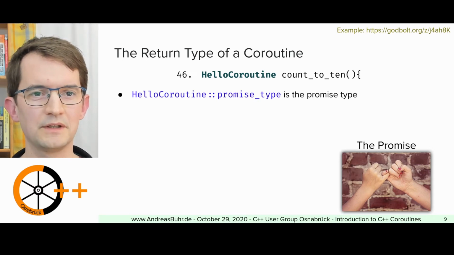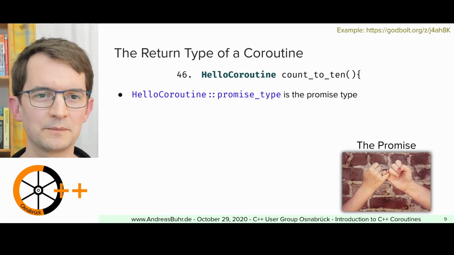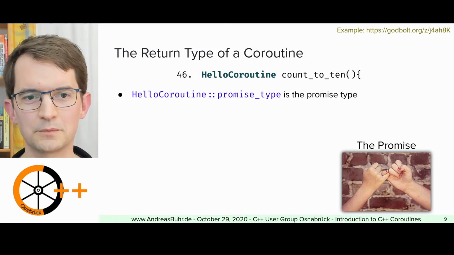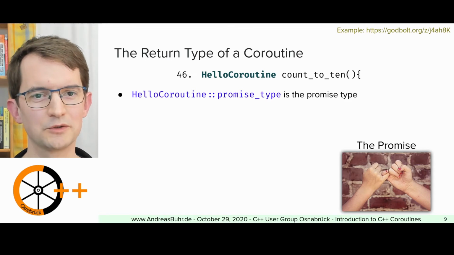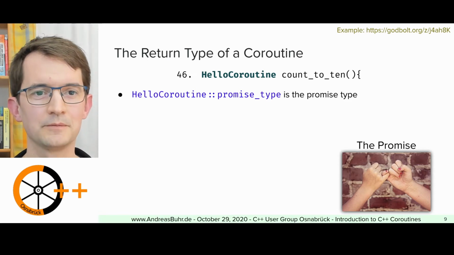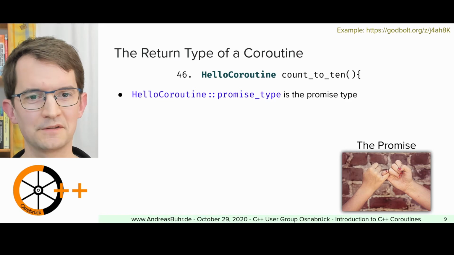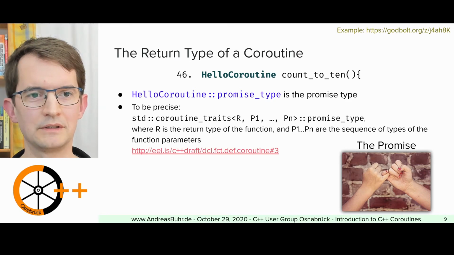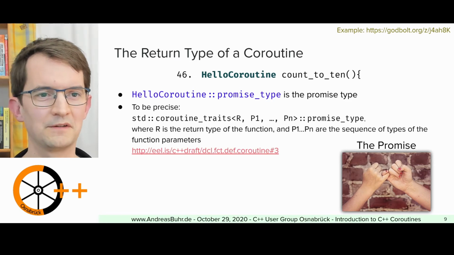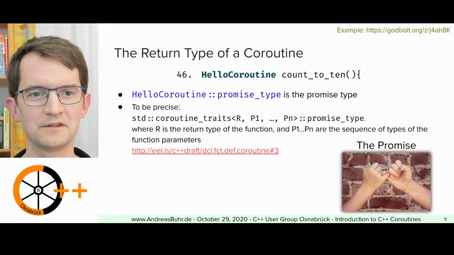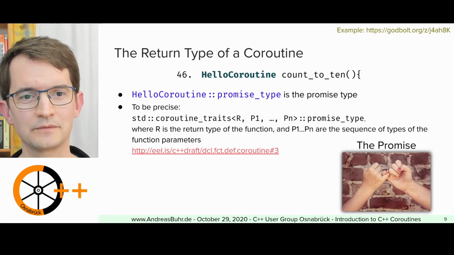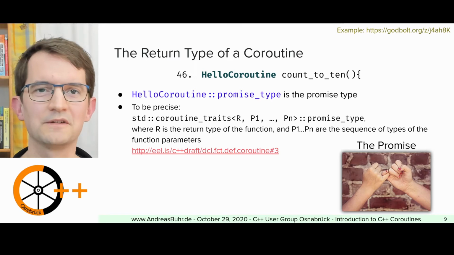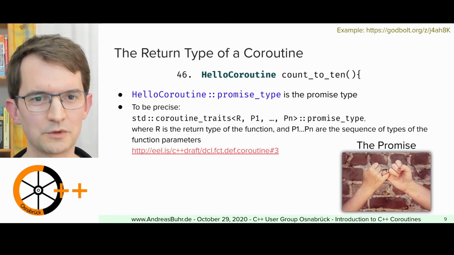So usually in the scope of the return type, the compiler looks for promise_type as the type of the promise which is associated with that coroutine. To be precise, it's not just promise_type. There is a std::coroutine_traits parameterized with a return type and all argument types of the coroutine. But usually you just have a return type and inside of that return type a promise_type.